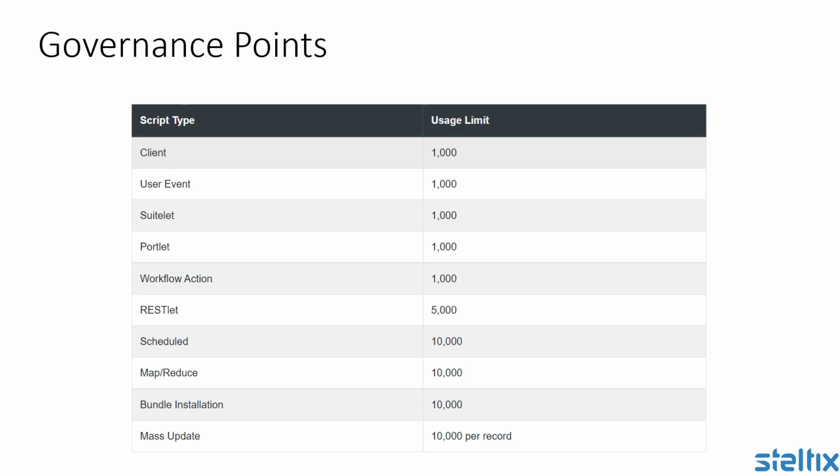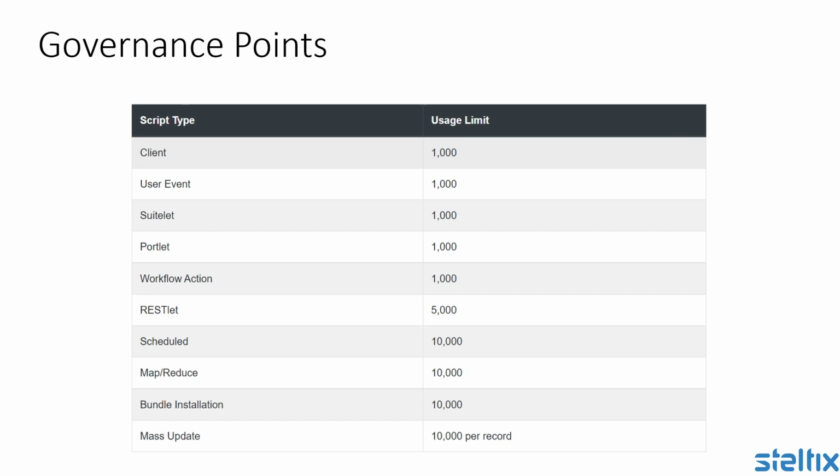Now you'll see the mass update is different. It says 10,000 per record. So if we go back to our mass update, we obviously said the first part of a mass update was to go and query our data, get our data that we need to update. That could return 1,000 rows.